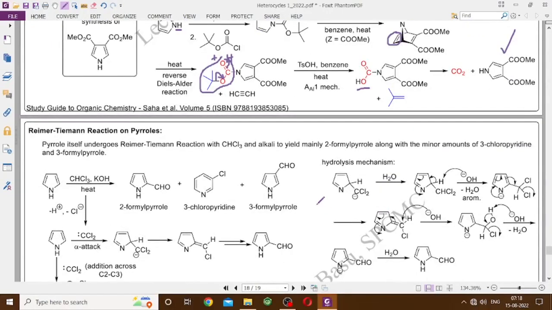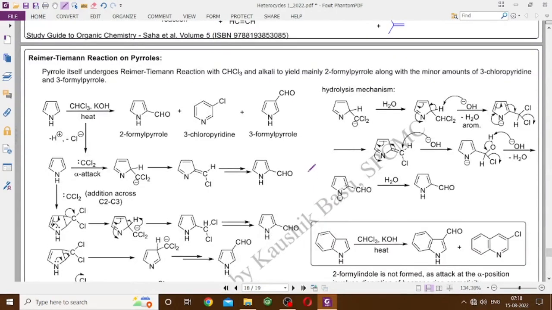The final reaction that we will discuss in this class is the Reimer-Tiemann reaction. Recall that phenol undergoes Reimer-Tiemann reaction with chloroform and alkali to produce salicylaldehyde. Just like that, when pyrrole is treated with Reimer-Tiemann reaction conditions, it gives rise to three different products. One is 2-formyl pyrrole, the other is 3-formyl pyrrole, and the other one is a little bit surprising, a ring expansion product, 3-chloropyridine.